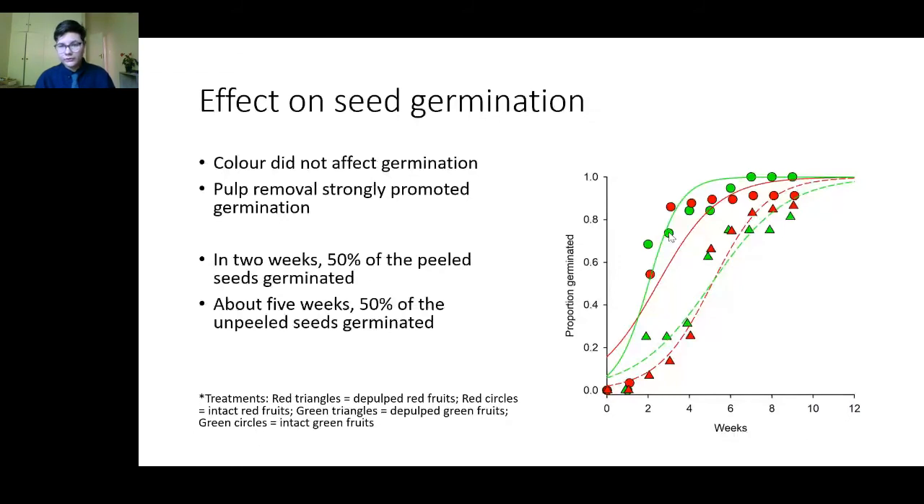The circles are the ones that are depulped, so where the fruits have been removed from the seeds, whereas the triangles are intact. So you can see that within 2 weeks, 50% of the peeled seeds had already germinated, but it took about 5 weeks for 50% of the unpeeled seeds to germinate. So this pulp removal that the monkeys do is really important for germination.